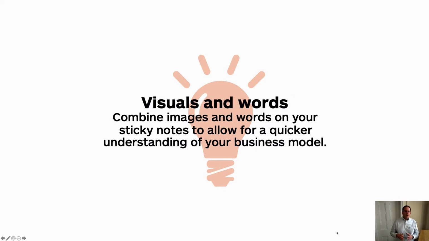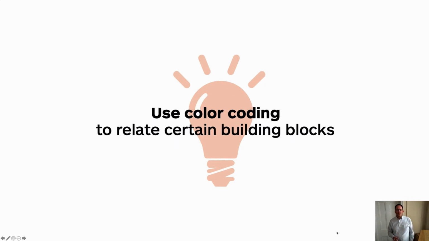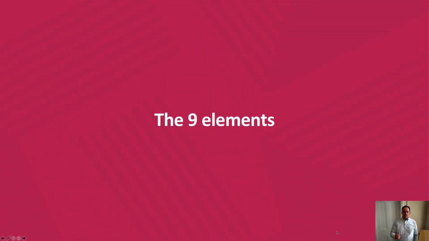A great idea is to use images on your sticky notes, images and words, to allow for a quicker understanding of your business model. And that's not only for you, but it's for other stakeholders that you might work with. You might like to use color coding to relate building blocks. As you saw in the different stages in the example, I used different colors. So, taking that on board, let's look then at the 9 elements.